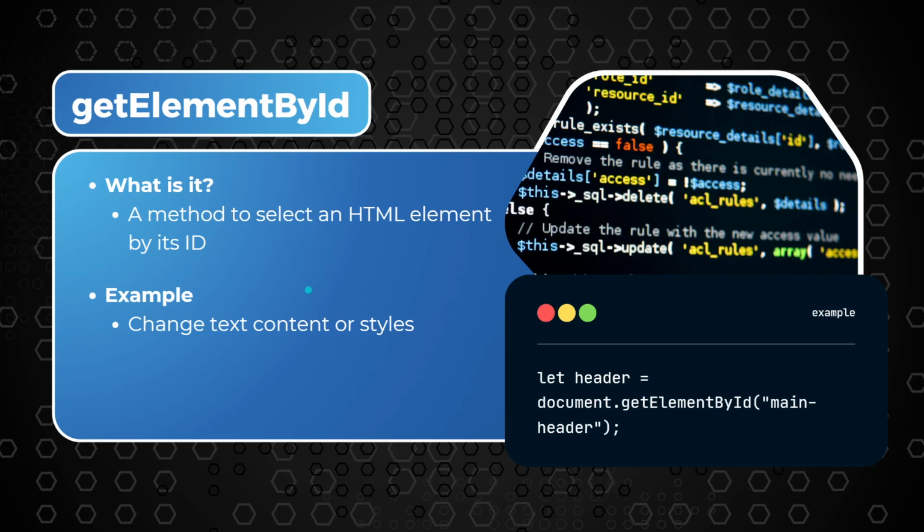So our first property is getElementById. As in the intro we saw, we're going to cover four important properties which come under the DOM. So first is getElementById. This method selects HTML elements by their ID and changes them. It can change text content or styles.